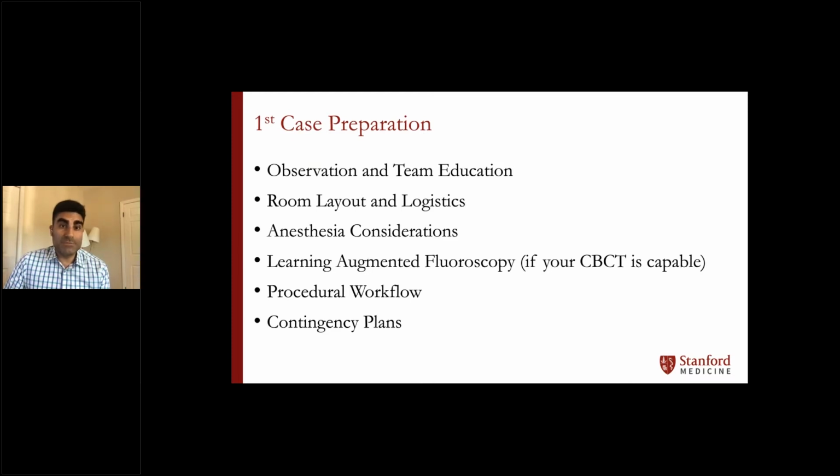Learning augmented fluoroscopy if your cone beam CT scanner is capable of doing that. Talking about the procedural actual workflow of how the case is going to go from induction to extubation, and then come up with some contingency plans on what happens if you're unable to get to your target. What do you do if this situation arises and such.